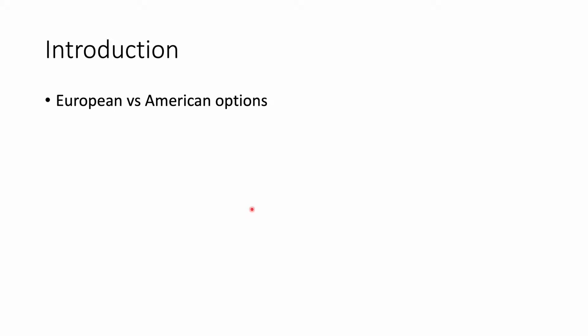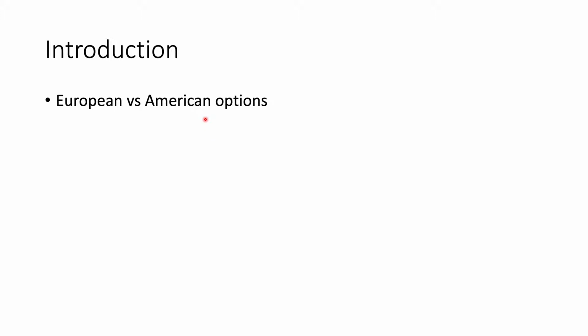First we will study the difference between European and American options, and this is fairly simple. As you know, a European option can be exercised only at a specific point in time, at a specific date. The American option is very similar to a European option, but with the American option, you have the possibility to exercise the option anytime between now and maturity.